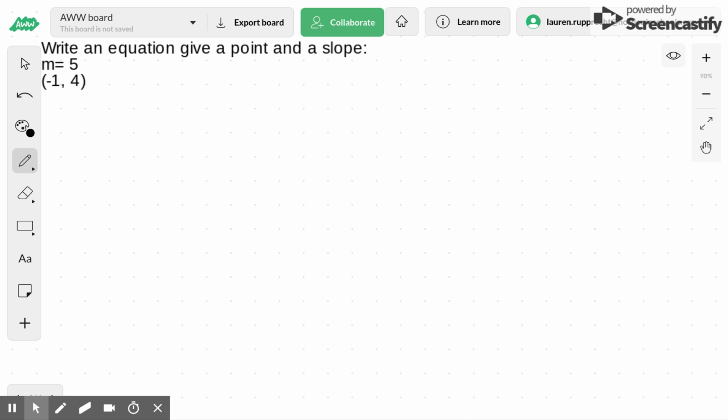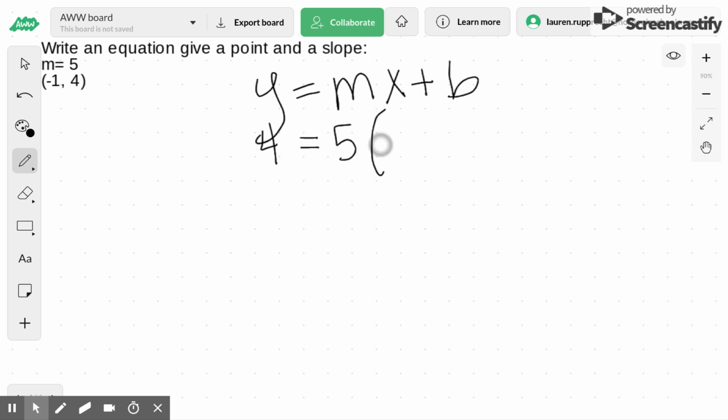Okay, I'm going to give you a second. I'm going to pause, and I would like you to try to figure out what the y-intercept is. What is b, given that the slope is 5 and your point is (-1, 4)? So I have y equals mx plus b. Plug in my information. y is 4. m is 5. x is -1. And b stays the same. I'm going to simplify. 4 equals -5 plus b. 5 times -1 is -5.